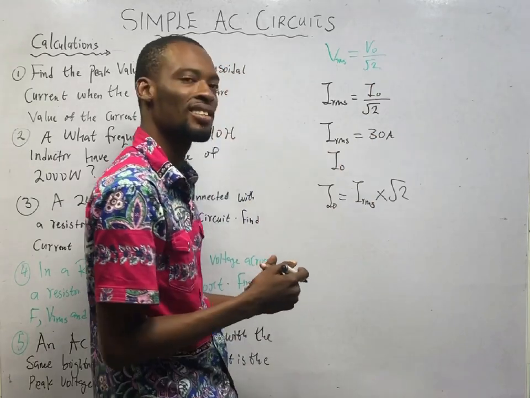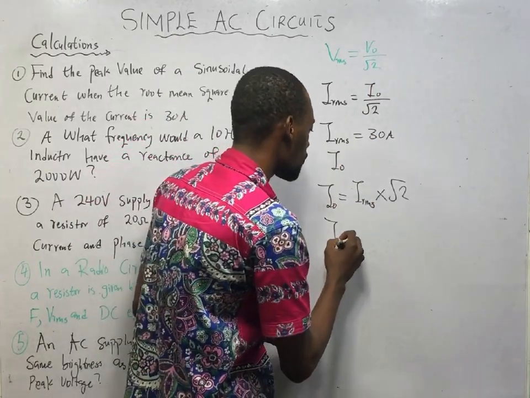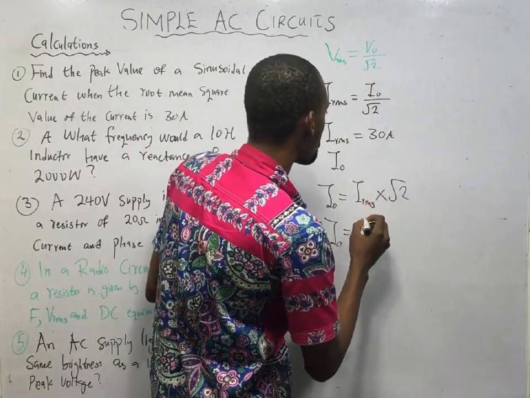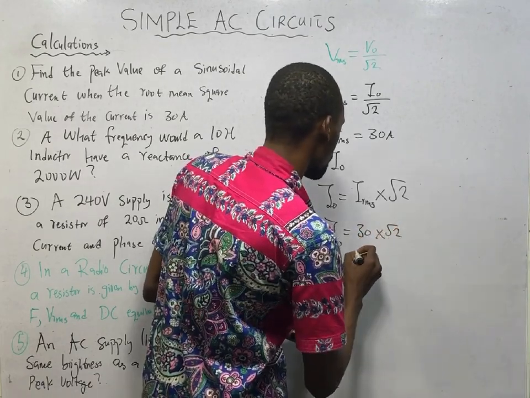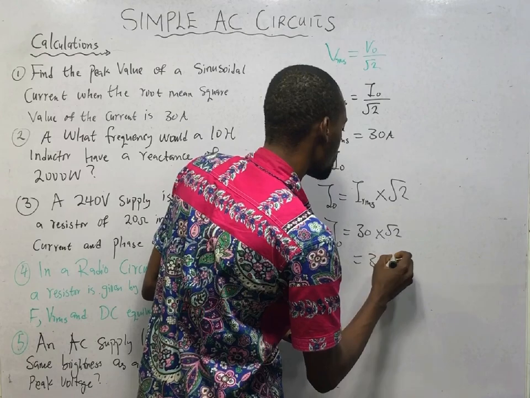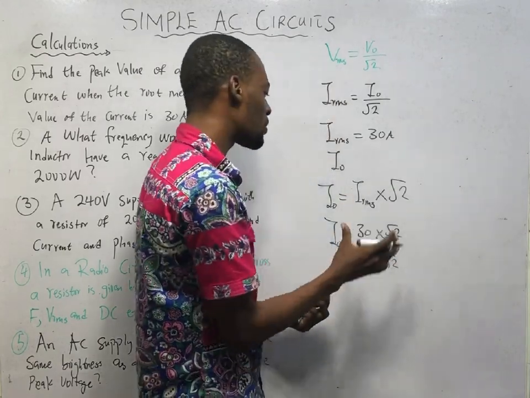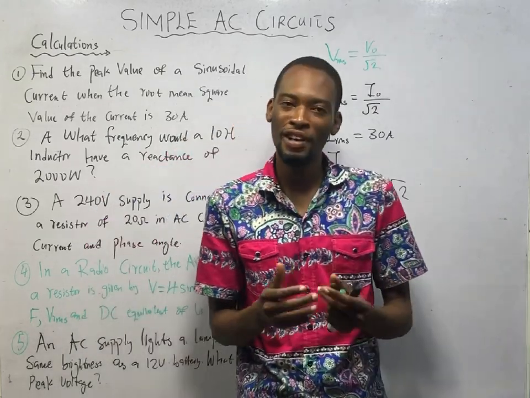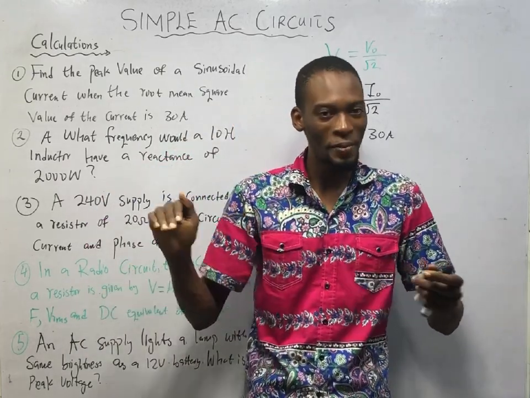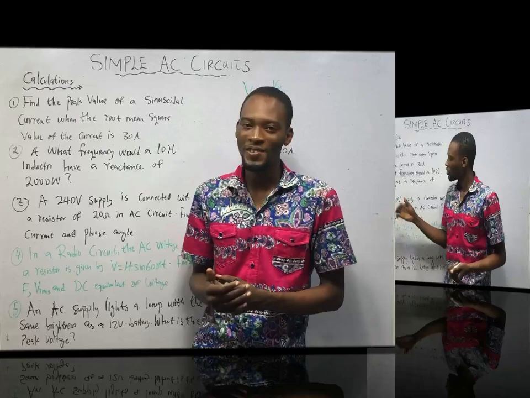Cross multiplying, this will simply give you 30 times the square root of 2. This is equal to 30 root 2. So when you multiply this, anything you get is your peak value of current. Simple, right? Let's look at the next question.